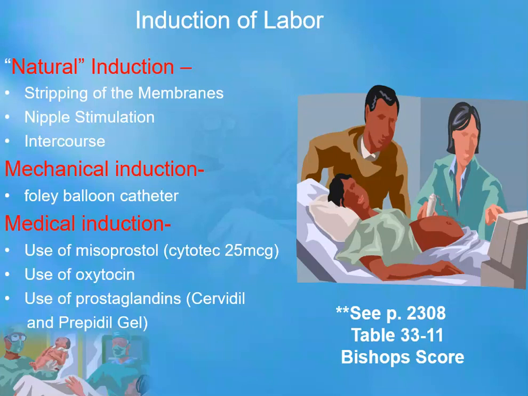So the prostaglandin causing the cramping and the contractions from the sperm is what gets things going there. So that's considered a natural form of induction.